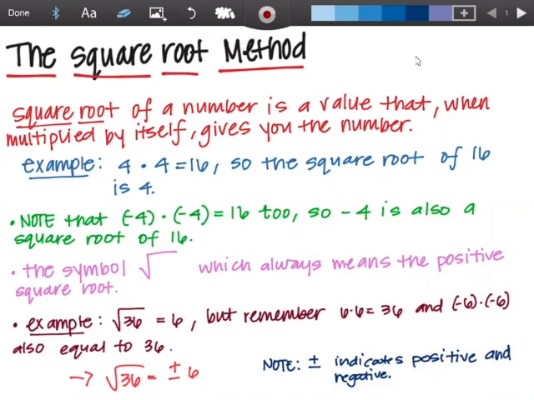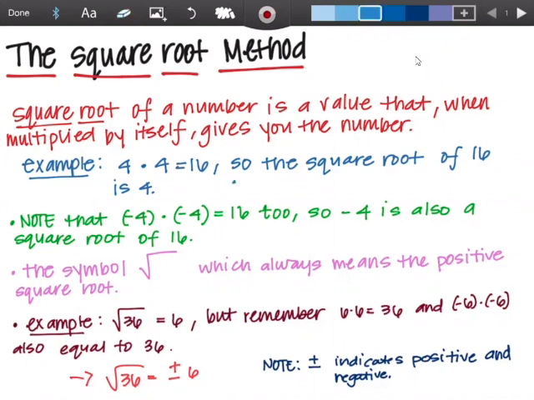So first of all, the square root of a number is a value that when you multiply it by itself, it gives you another number. So for example, 4 times 4 equals 16. So the square root of 16 is equal to 4. So the square root is the inverse of squaring something. So let's go ahead and write that as well.